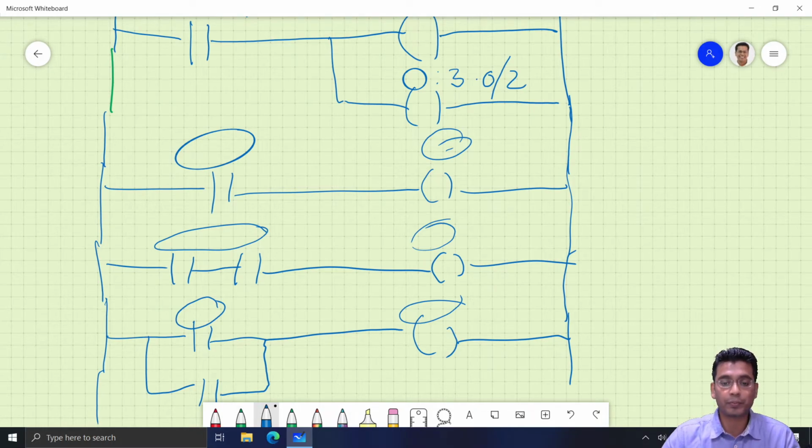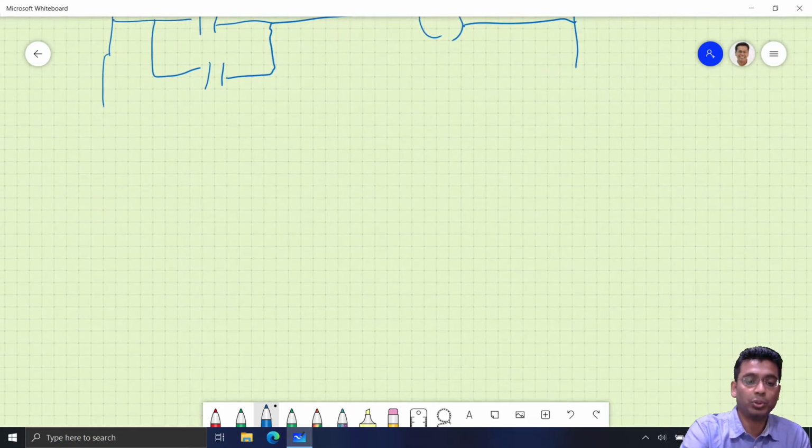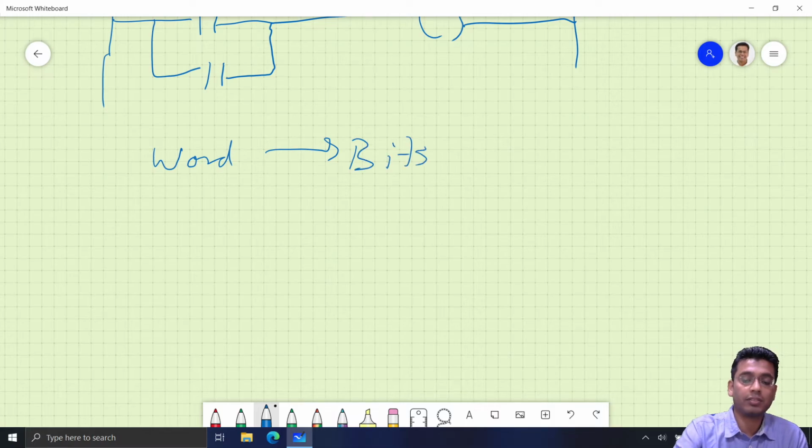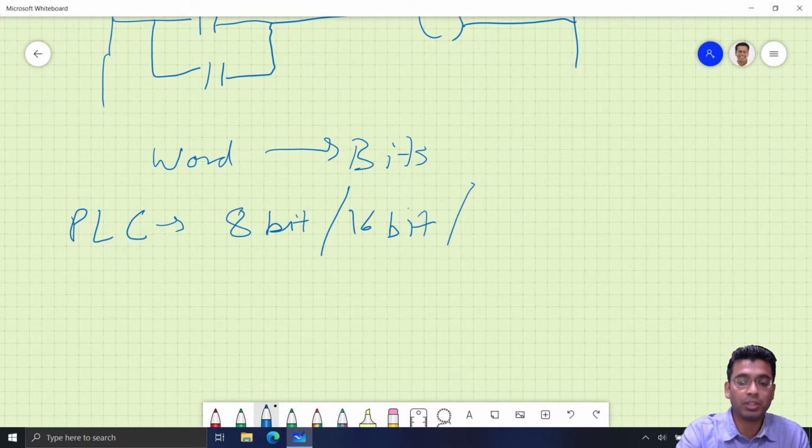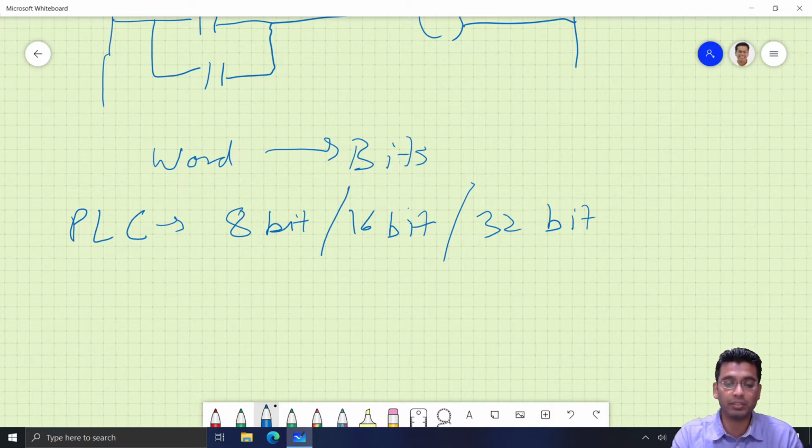See, you have words and you have your bits. Basically, the PLC may be an 8-bit PLC, a 16-bit PLC, or maybe a 32-bit PLC. I told you that the bit size depends upon the resolution and all those things. So you have different bit sizes of PLC.